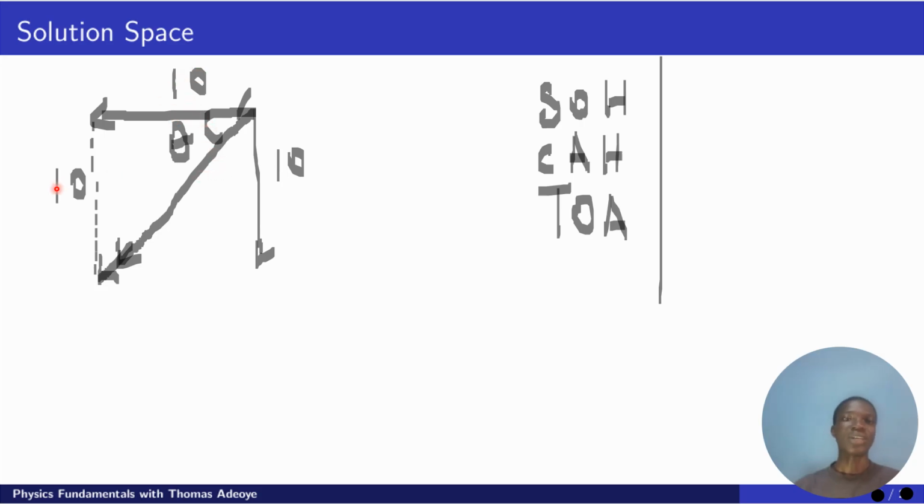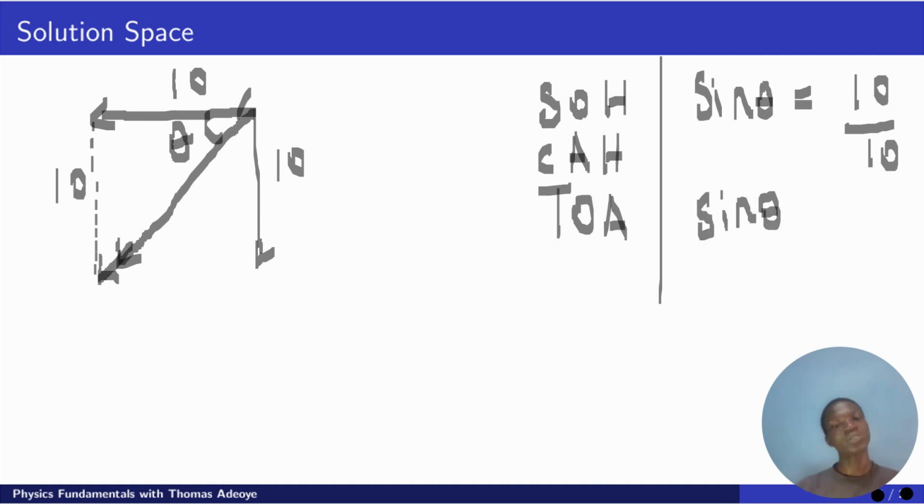Okay, so let's use opposite and adjacent, or we use sine like that. So we can say that sine theta will be equal to opposite over hypotenuse. Sorry for that. What I want to use is opposite, this over this. This is adjacent, and this is opposite. So this is 10 over 10.